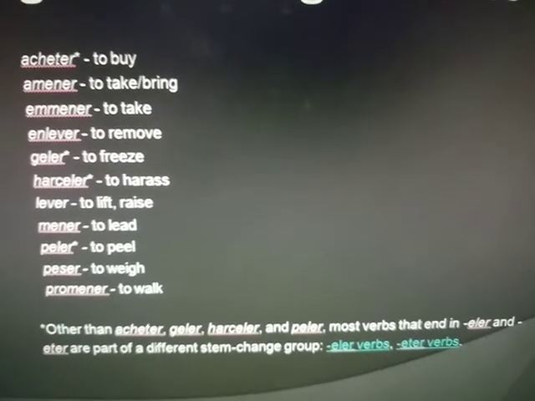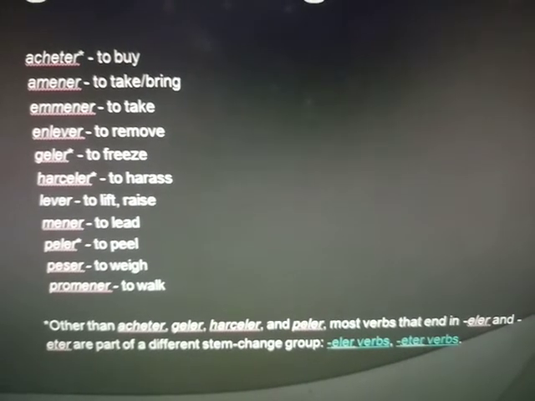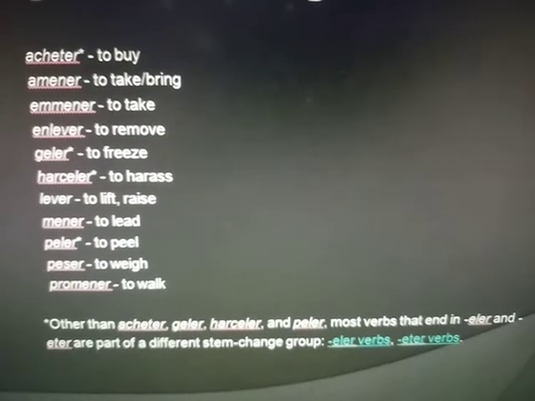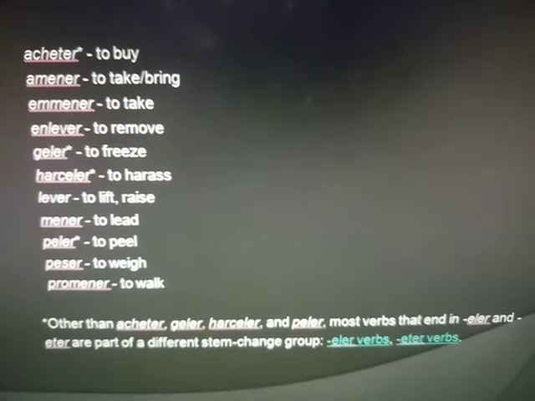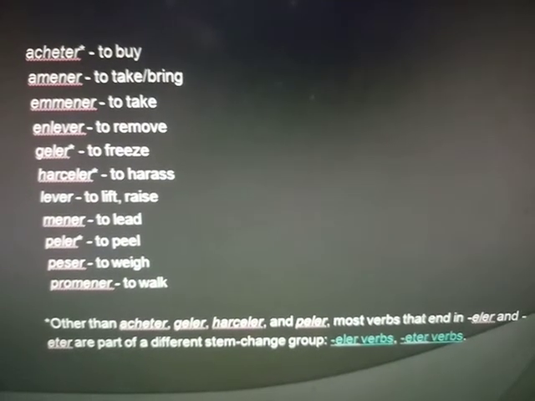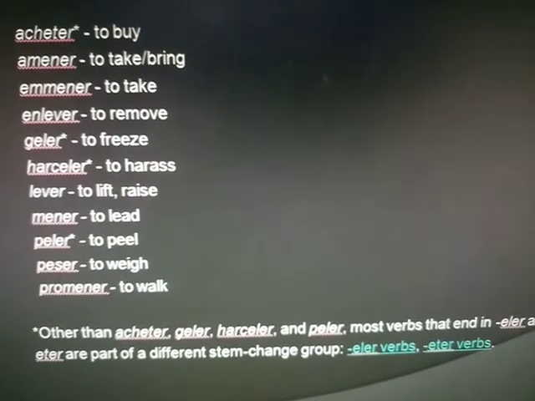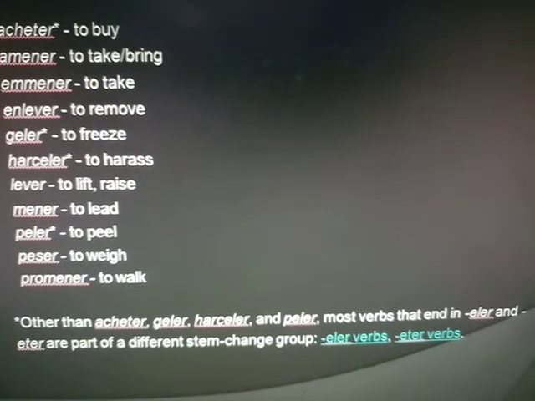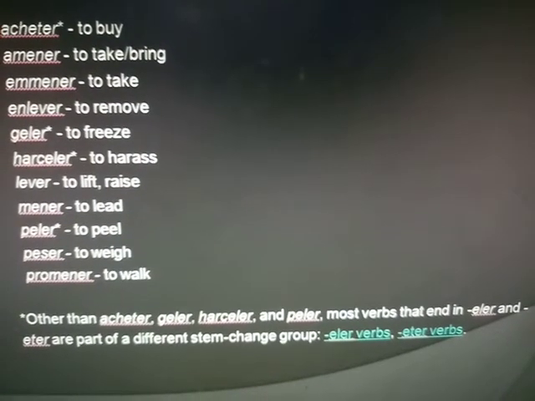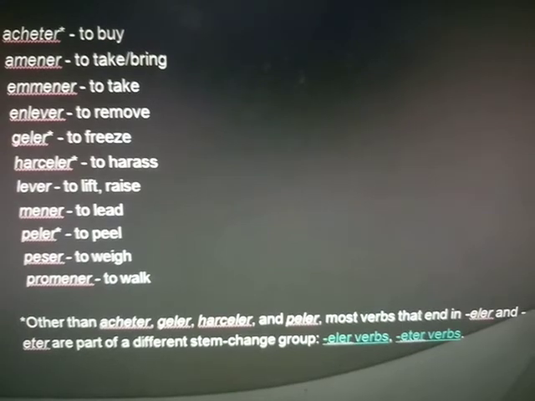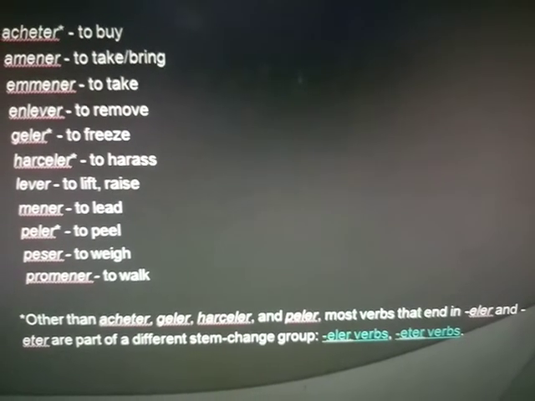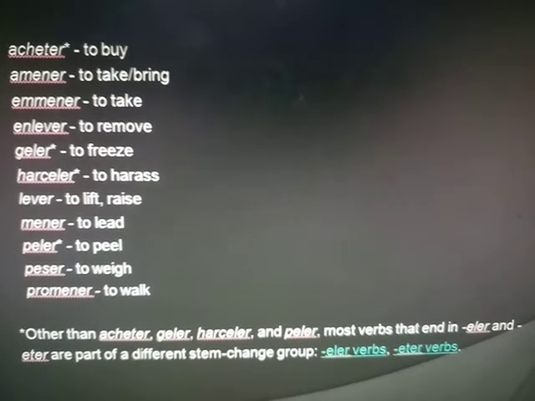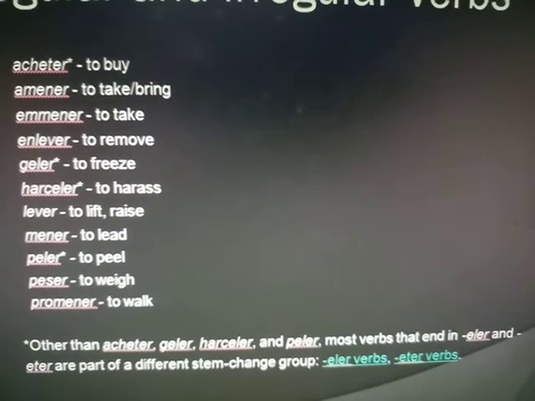Here are some ER stem changing verbs: acheter, amener, emmener, enlever, geler, harceler, lever, mener, peler, peser, promener. Here, other than acheter, geler, harceler and peler, most verbs that end in ELER or ETER are part of a different stem change group. There are 2 different stem change groups, ELER and ETER verbs.